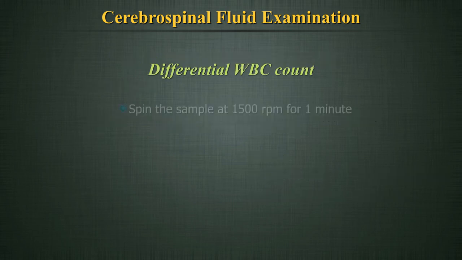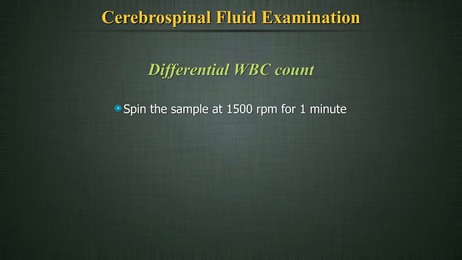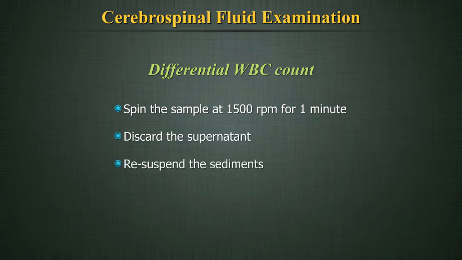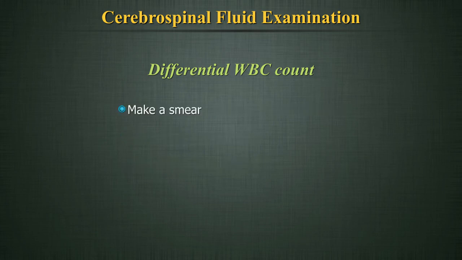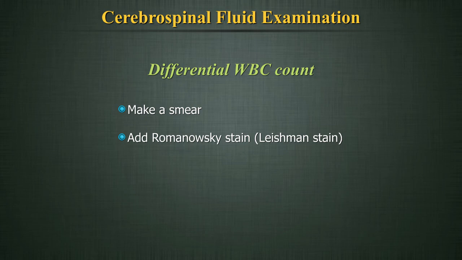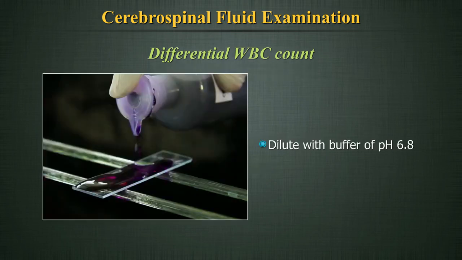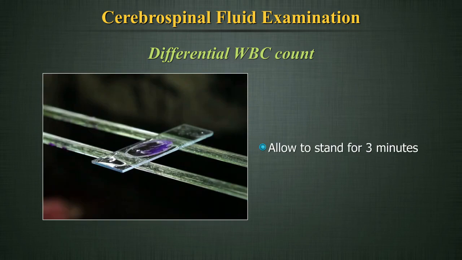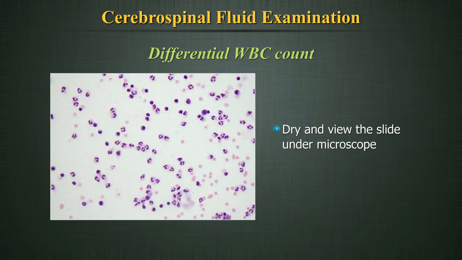Differential WBC count. Spin the sample at 1500 revolutions per minute for 1 minute. Discard the supernatant and resuspend the sediments in the available fluid. Make a smear from sediment and add any Romanowsky stain such as Leishman stain and allow to stand for 1 minute. Dilute with buffer of pH 6.8 and allow to stand for 3 minutes. When dry, view the slide under microscope and do the differential count of WBCs.